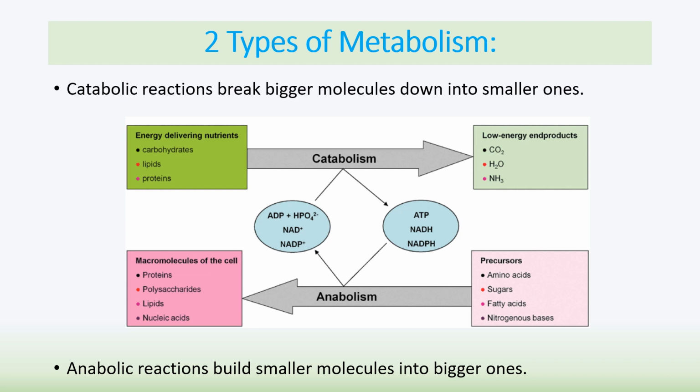There are 2 types of metabolism that you need to know about: catabolism and anabolism. Catabolism is where we break things down, so hydrolysis reactions. So we're breaking carbohydrates down in respiration into water and carbon dioxide, for example. And anabolism would be your condensation reactions, which are turning things like amino acids that you've eaten and been digested into proteins for growth. So catabolic reactions break bigger molecules down into small ones. Anabolic reactions build small molecules into bigger ones.